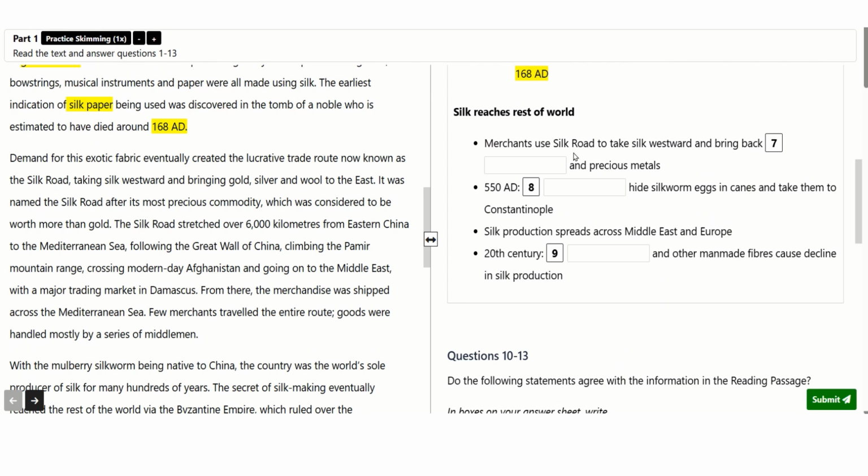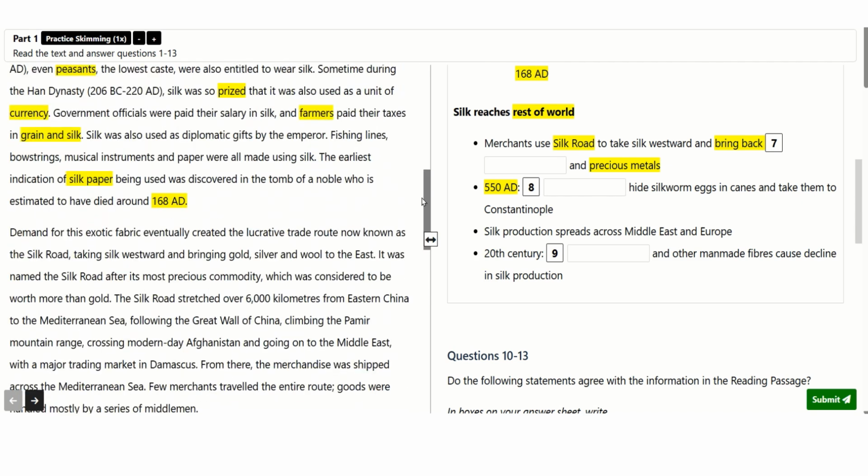Next, we have nine. Rest of the country. Merchants use the Silk Road to take silk westward and bring back dash and precious metals. Okay, we can find the location here. Those are always in sequence. Did you notice? Those are in sequence.